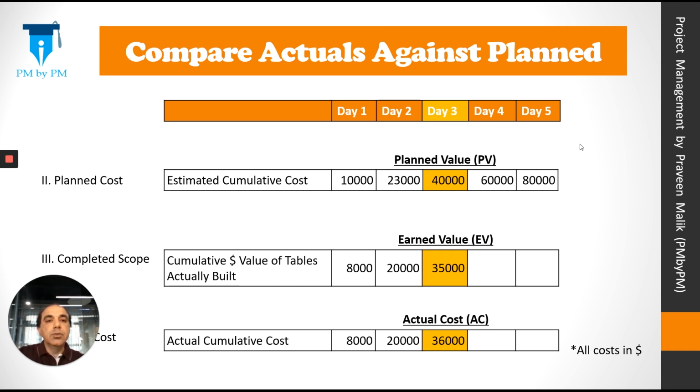So there are three figures, 40,000, 35,000 and 36,000. 40,000 is the value of work we wanted to do. 35,000 is the value of work we actually did. And 36,000 is the actual cost of doing the work. The first one is called planned value, second one is called earned value, and third one is called actual cost.